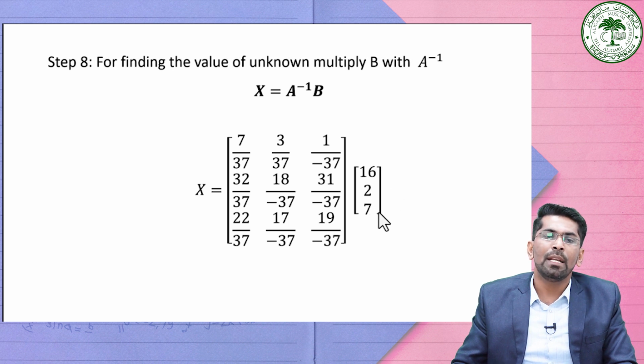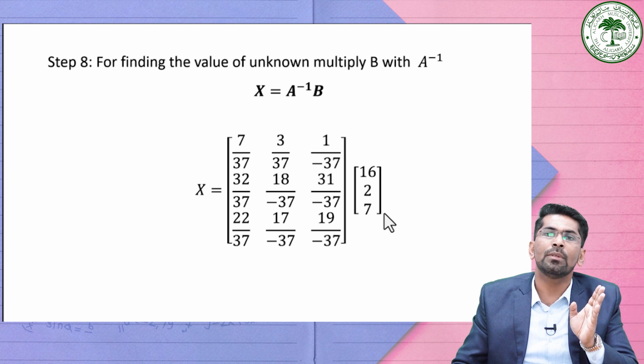Of course, we can multiply these matrices because one is a 3 by 3 matrix and the other is a 3 by 1 matrix. So if you equate the orders, the multiplication is possible and it will produce a 3 by 1 matrix.